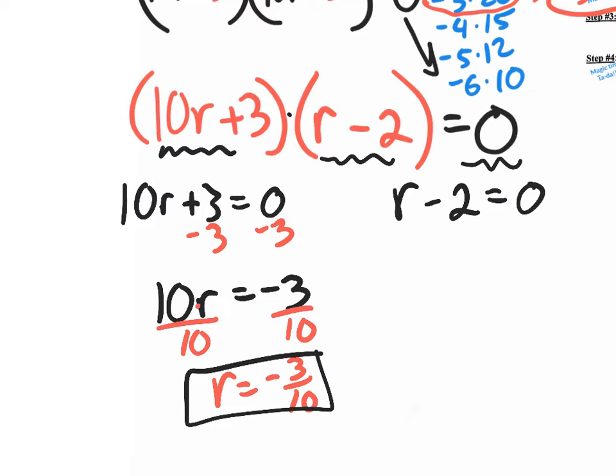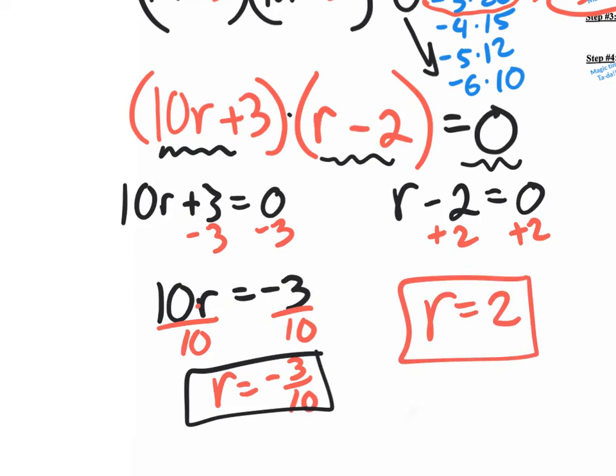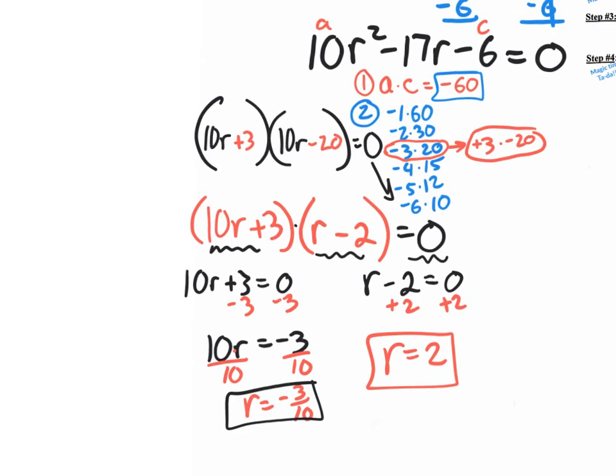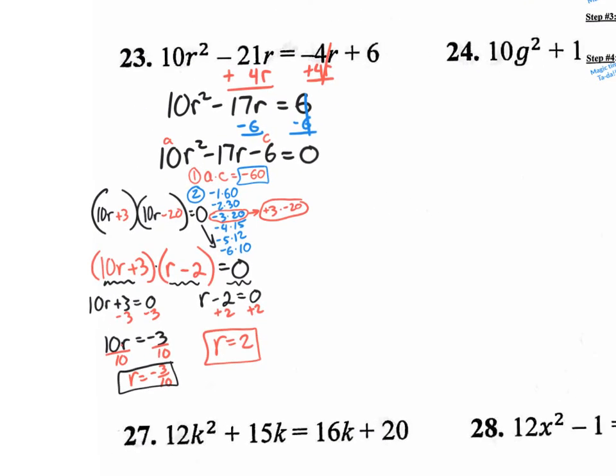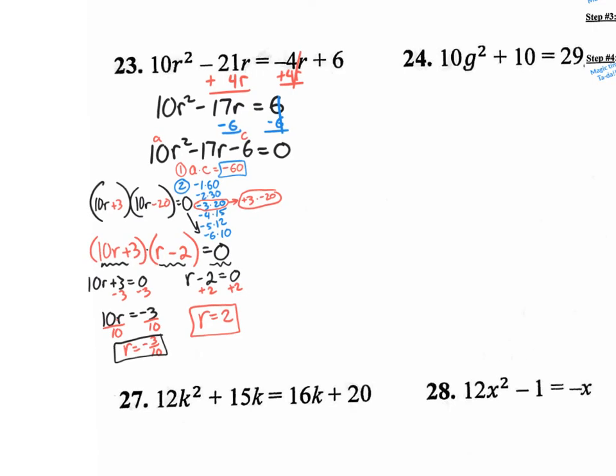There's your answer. Let's do the other answer. The other one's easy. Plus 2, R equals 2. Your two answers are negative 3/10 and 2. Those are your two answers. And it's still a lot of work, even though we use the shortcut method.